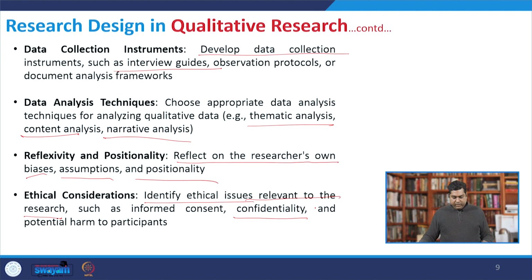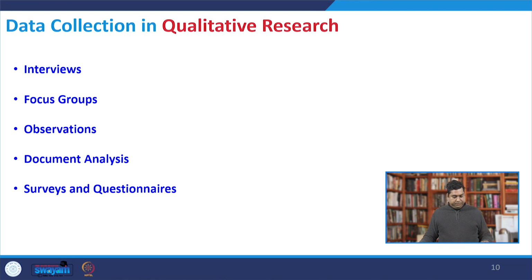Then also confidentiality: the data that you collect is confidential, only you use it and you should not disclose it, and you should not defame anyone by saying that he or she is saying this, which is correct or which is not correct. And also the potential harm to the participants, which you need to take care of. Not only the participants as humans, even if for some study you involve certain animals, then also you have to take certain ethical approval.